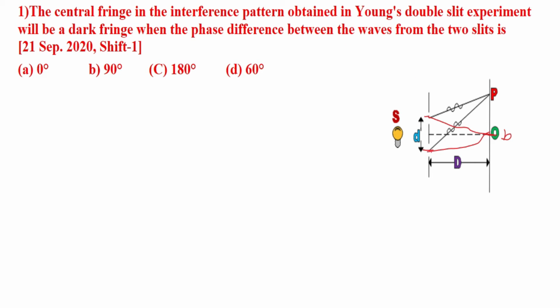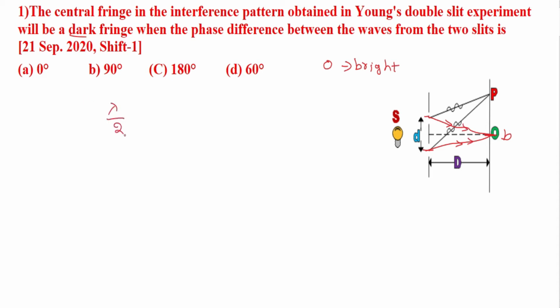That means the path difference between these two waves will be equal to 0. Since the path difference between these two waves is 0, we will get a bright fringe. But now he is saying that this central fringe should be dark. For this to happen, the path difference between these two waves should be lambda by 2.